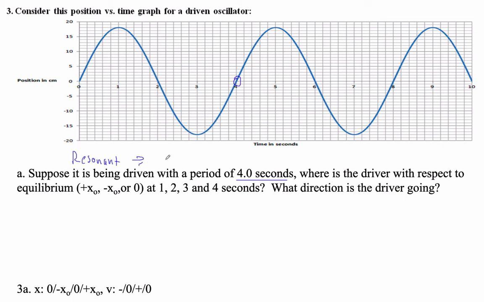right? And so this guy, this oscillator, lags 90 degrees behind the driver. Or another way to say that is the driver is 90 degrees ahead.